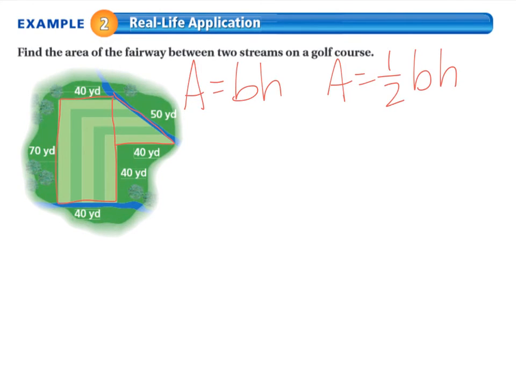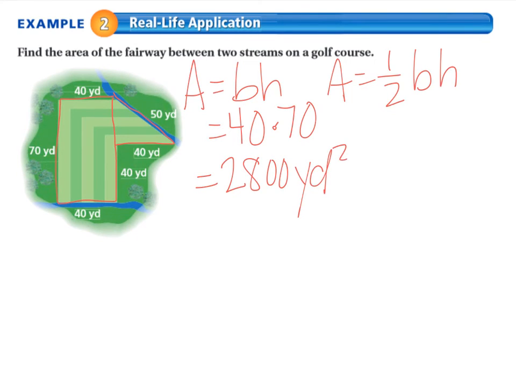So let's do the parallelogram first. My base is 40 and my height is 70. 40 times 70 is 2,800 yards squared. And if I look at my triangle, I have 1/2, and since these meet how they do, this is a right angle here. So 1/2 times the base, which is 40, times the height.